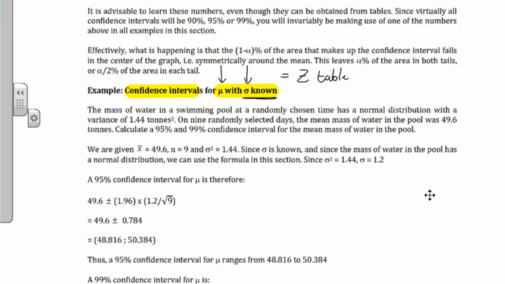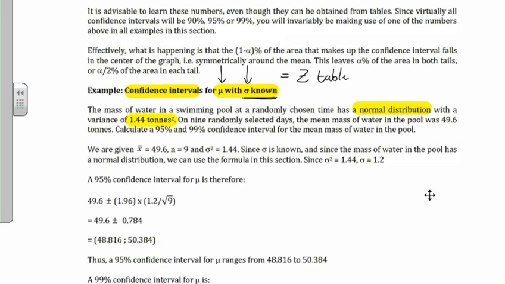Okay, let's go over here. Let's get every bit of information that I can from my particular question. The mass of water in a swimming pool at a randomly chosen time has a normal distribution, and when you see a normal distribution, you breathe a sigh of relief, because then we can work with all our normal principles that cover a normal distribution. It's got a variance of 1.44 tons.